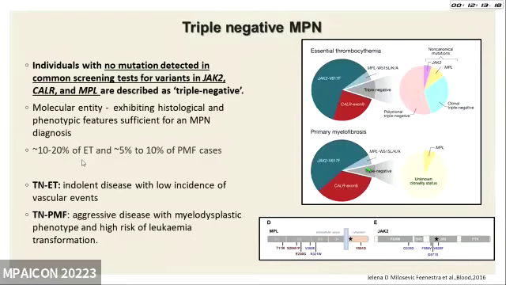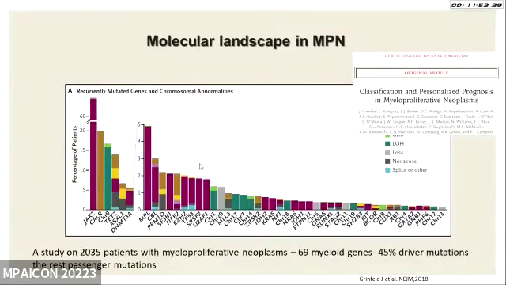So in what percentage of ET and PMF do we see this? Around 10 to 20% of ET, 5 to 10% of PMF. Essentially, as a disease, triple negative ET is an indolent disease with low incidence of vascular events. Triple negative PMF is an aggressive disease with myelodysplastic phenotype and a high risk of leukemic transformation.